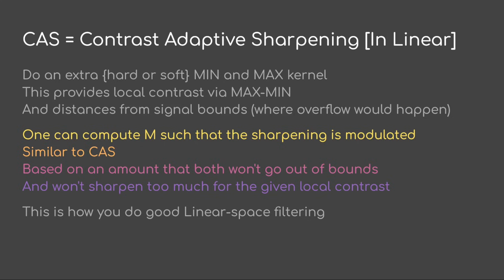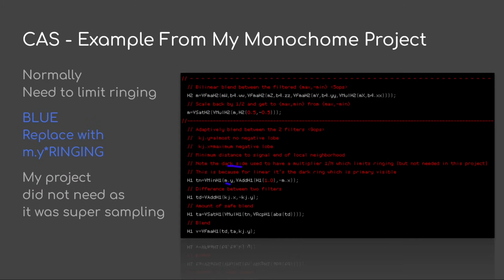And this is how you do good linear space filtering, because traditional linear space filtering would typically have dark outlines, which are very visible. So my monochrome project, I'm showing you the source code on the right-hand side. I did not need to limit the ringing, and that is because I was doing some super sampling and the ringing was not visible. However, if you're not doing super sampling and you want to limit the ringing perceptually, what you would do is you would change that m.y term to m.y times ringing.